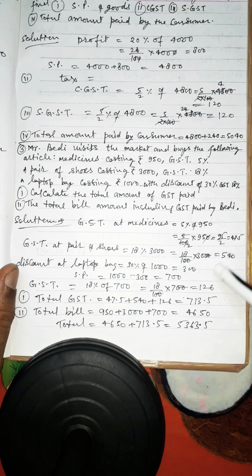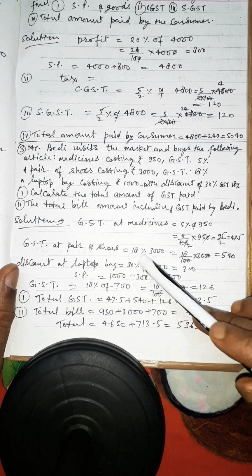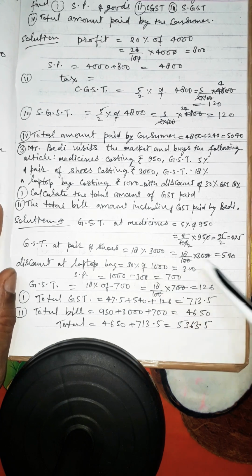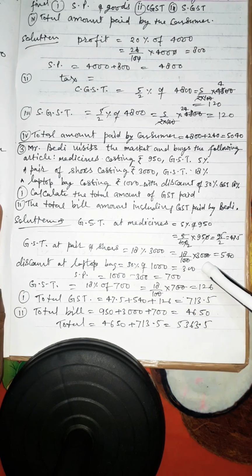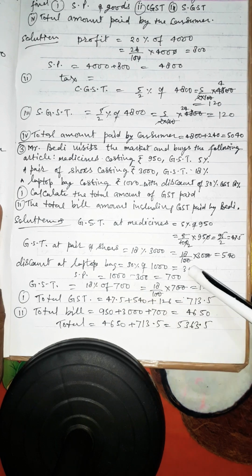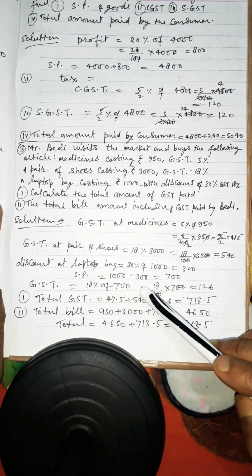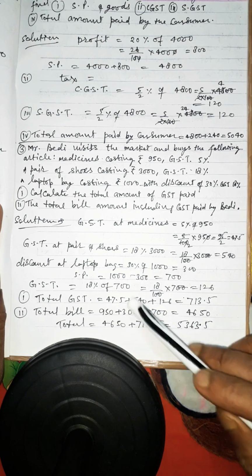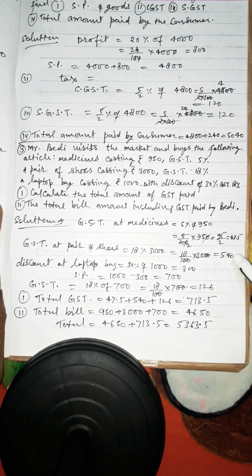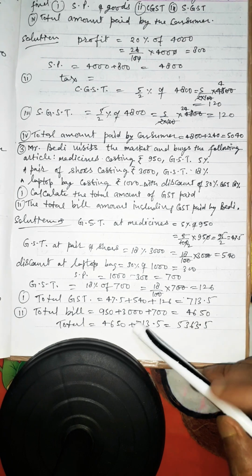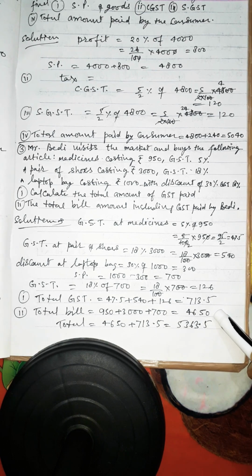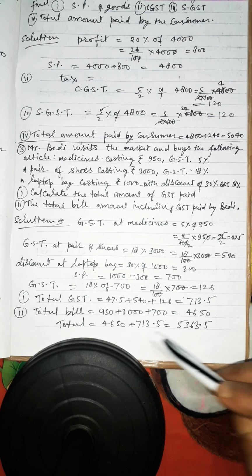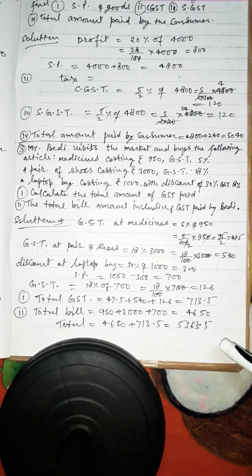GST on medicine at 5% is 47.5. GST on the shoes is 18% of 3,000, which is 540. Discount on the laptop is 30% of 1,000, which is 300. SP is 1,000 minus 300, which is 700. GST is 18% of 700, which is 126. Total GST is 47.5 plus 540 plus 126, which is 713.5. Total bill is 950 plus 3,000 plus 700, which is 4,650, that is SP. And total with the tax is 5,363.5.